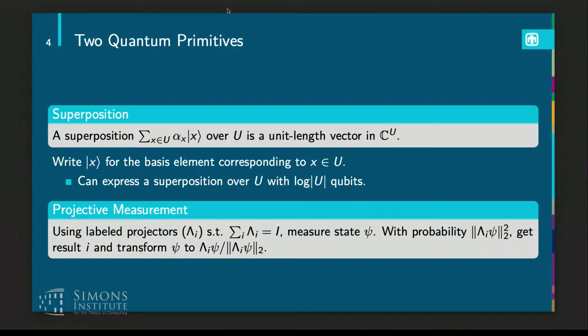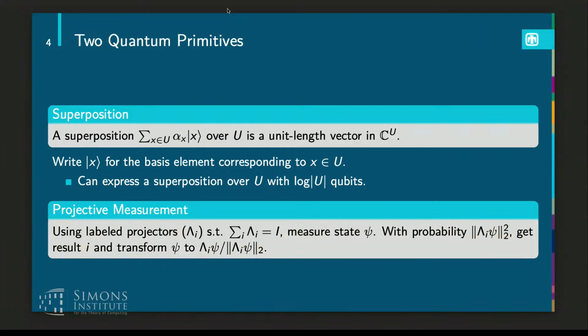If you could do these measurements repeatedly, you would also be able to extract all of the coordinates of the superposition and break everything. But instead, this measurement is essentially destructive. When you measure a superposition, whatever your outcome is, your superposition vector gets projected down onto that outcome projector and then renormalized to be length 1.